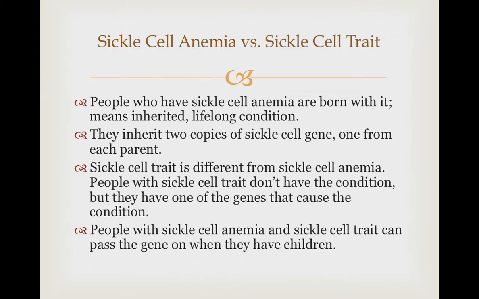Sickle cell anemia versus sickle cell trait. Sickle cell anemia is an inherited lifelong condition. People who have sickle cell anemia are born with it. They inherit two copies of the sickle cell gene, one from the mother and one from the father. People who inherit a sickle cell gene from one parent and a normal gene from the other have a condition called sickle cell trait. Sickle cell trait is different from sickle cell anemia. People with sickle cell trait don't have the condition, but they have one of the genes that causes the condition. Like people with sickle cell anemia, people with sickle cell trait can pass the gene on when they have children.